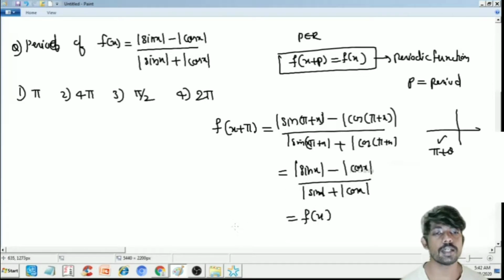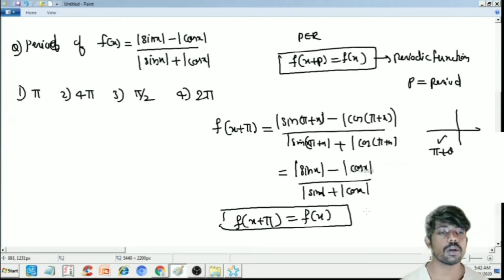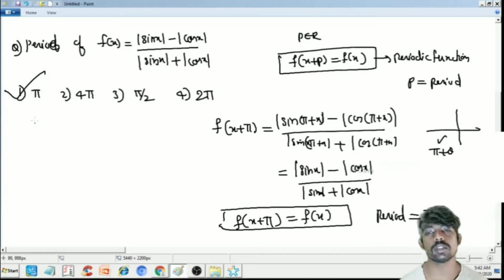Hence it satisfies f of x plus pi equal to f of x for all x belonging to real numbers. Hence, therefore, this is a periodic function and the period is pi. Hence the period is pi. The first option is the solution. That's all. That is the answer for the given question.